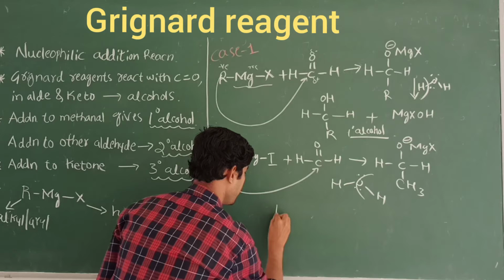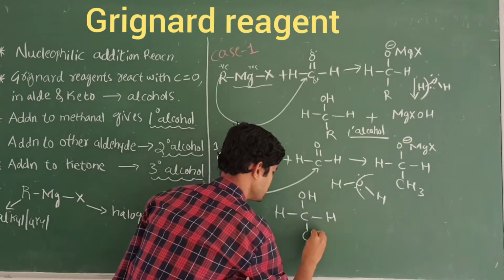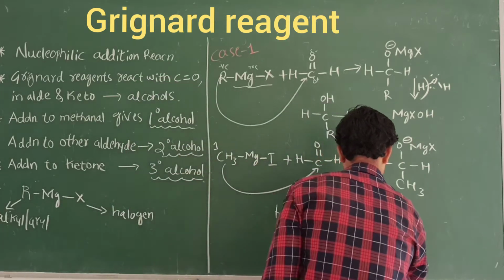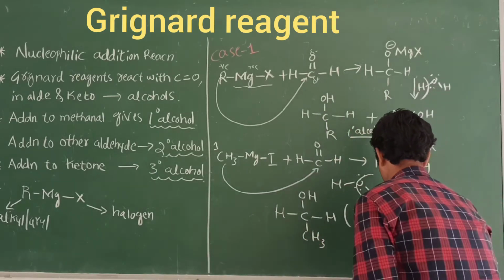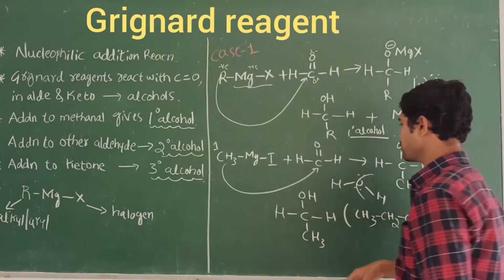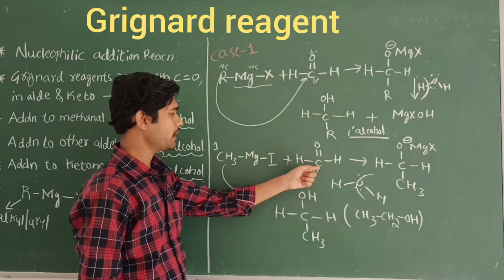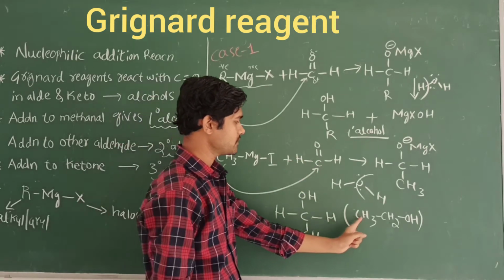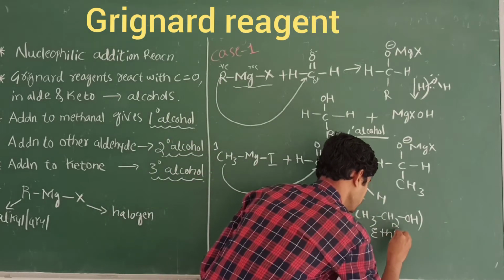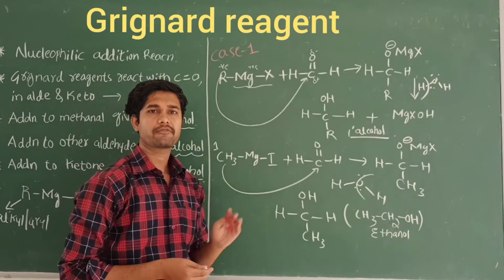Let's see the product. How can I write this one? I may write it as CH3CH2OH. This formaldehyde is converted into CH3CH2OH, which is nothing but ethanol. Its name is ethanol. So this is the reaction of the Grignard reagent.